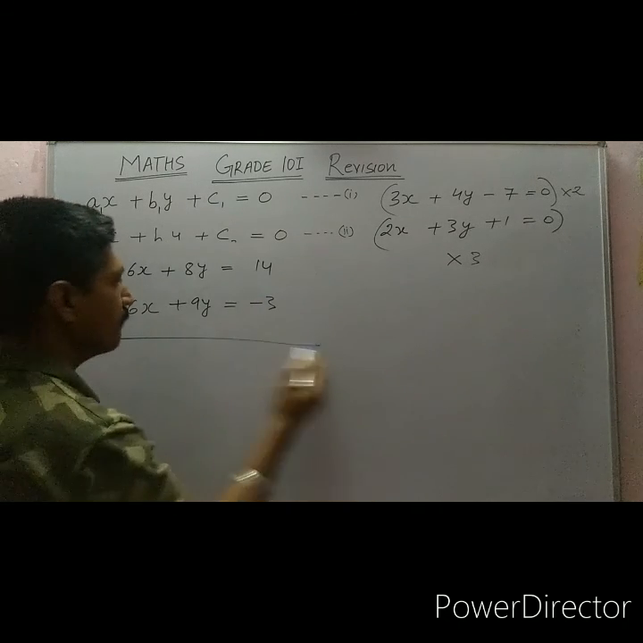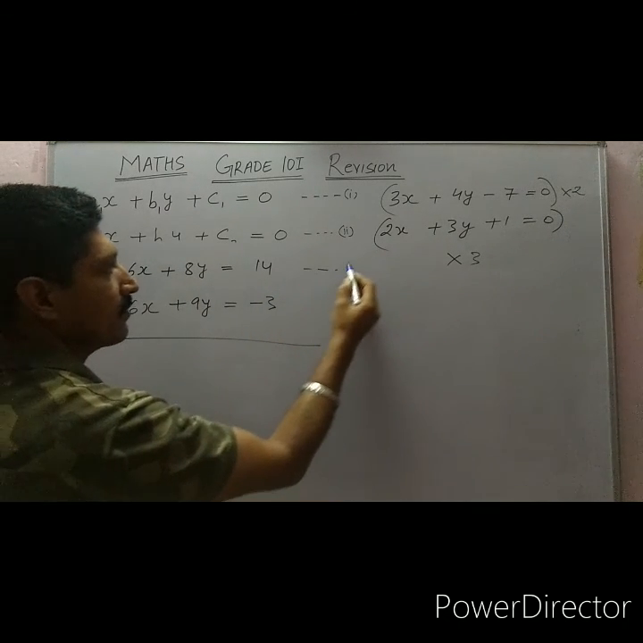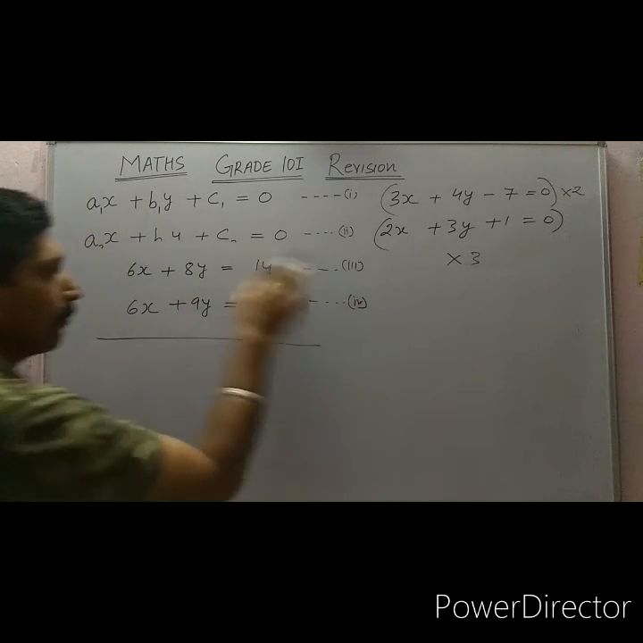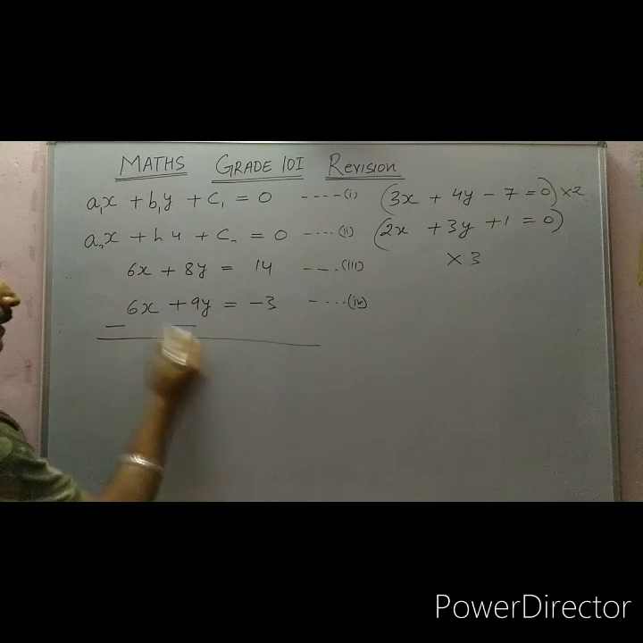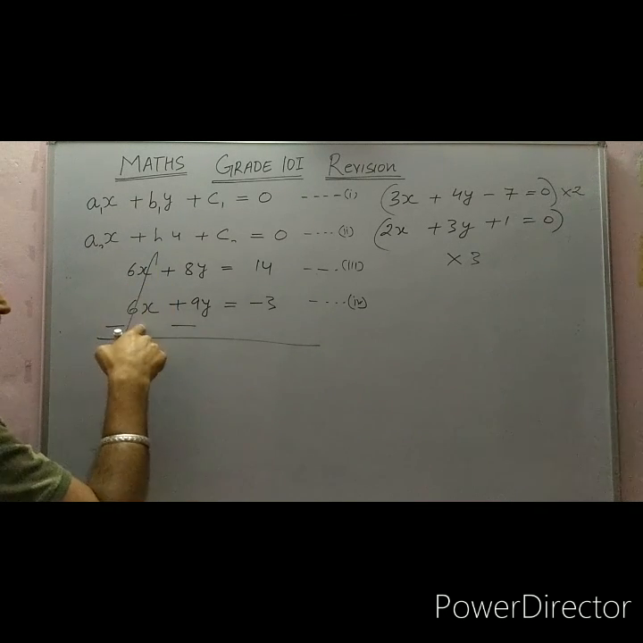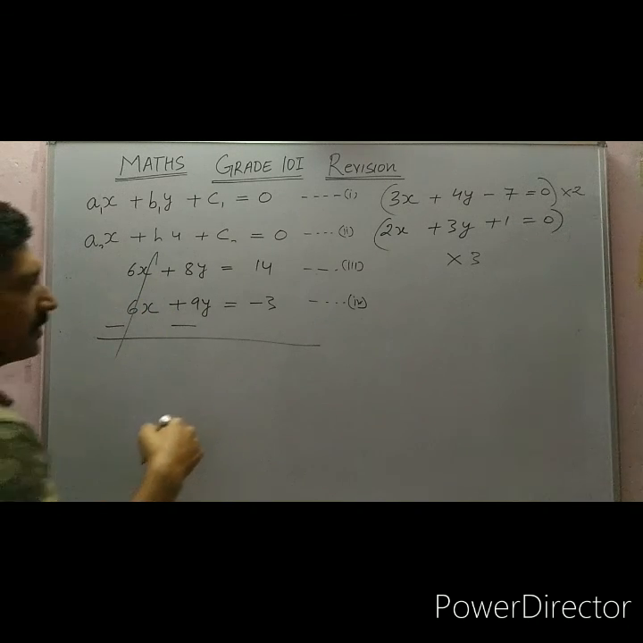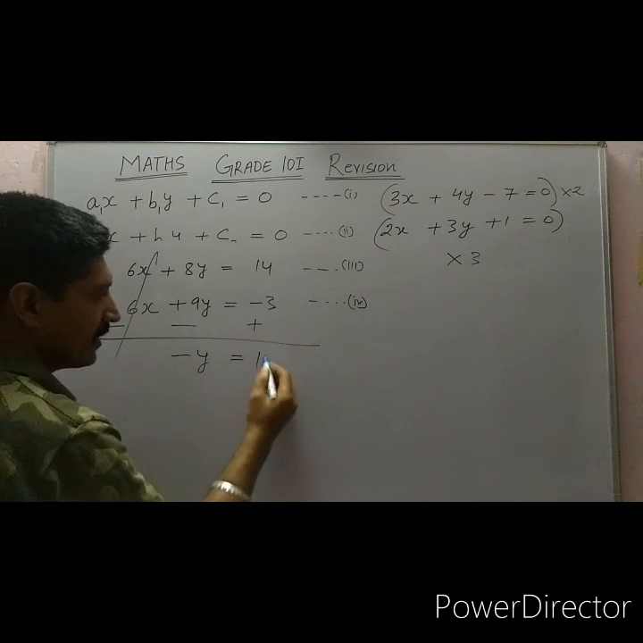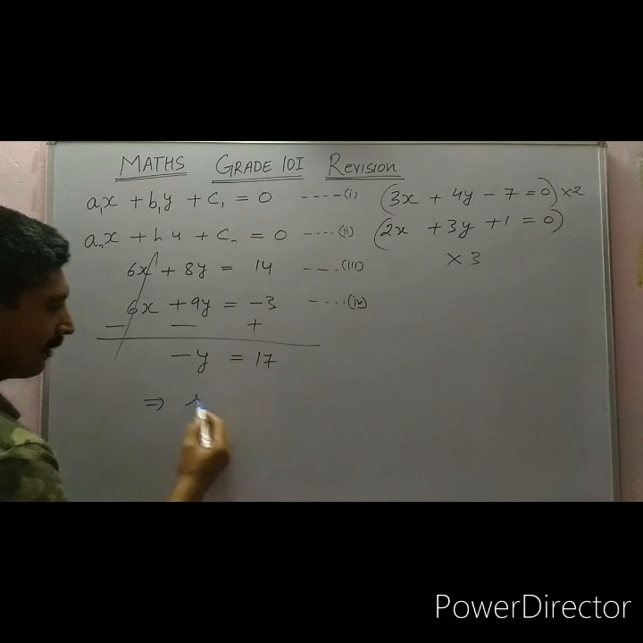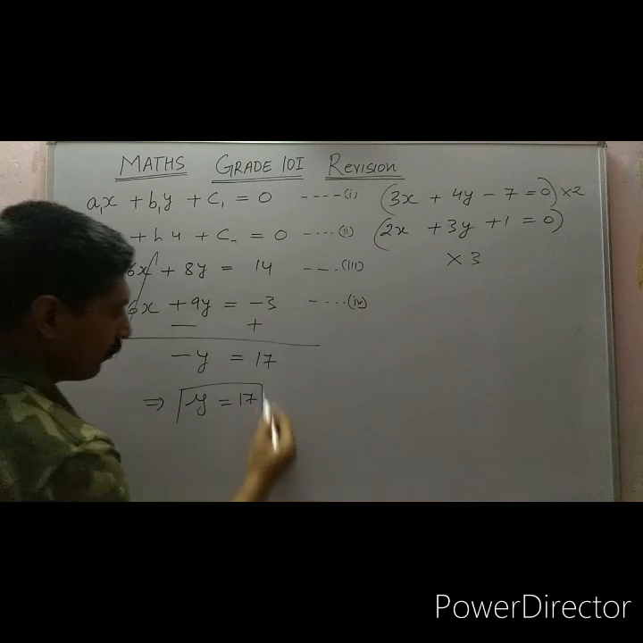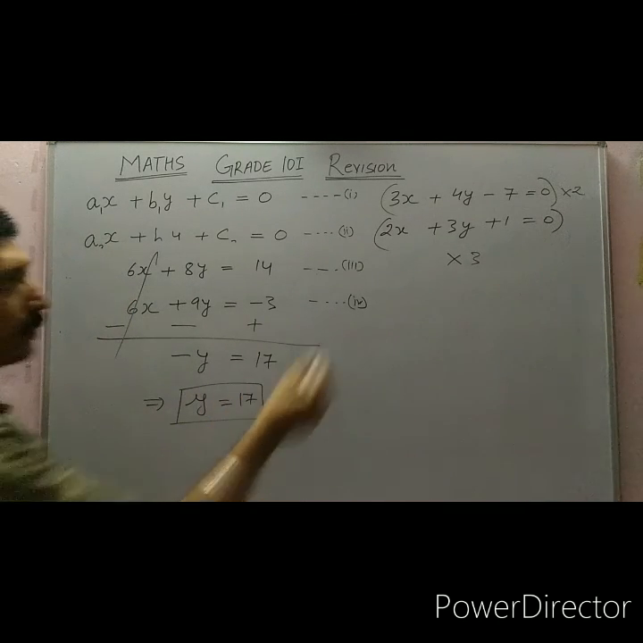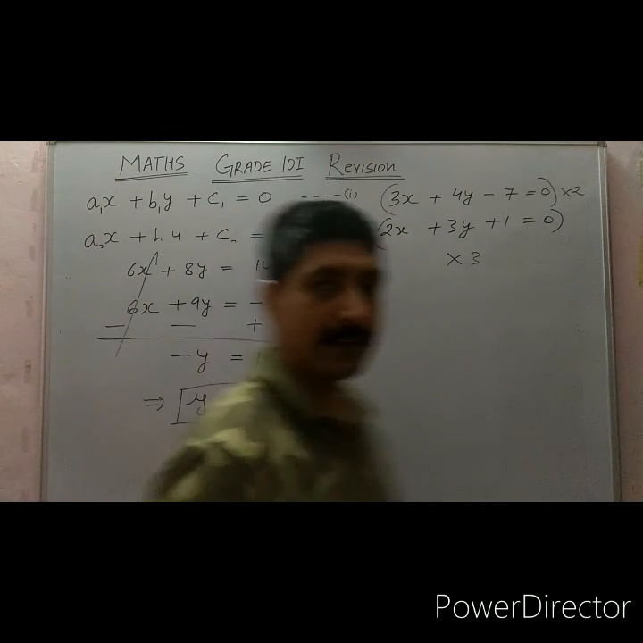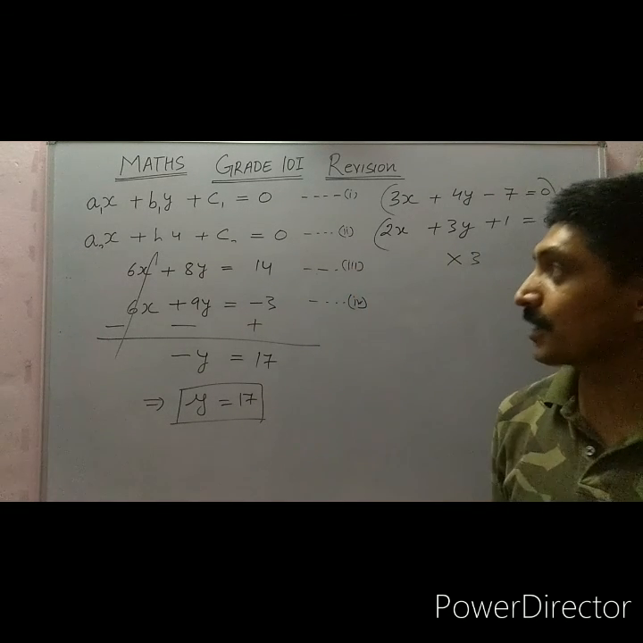Now this is equation number 3 and this is equation number 4. Subtract equation 4 from 3, and we have the elimination step. 6x and 6x get cancelled. So here we have minus y, minus becomes plus, so it is 17. This further implies that y is equal to 17. And to find the value of x, we can substitute the value of y in any of the equations. We can find the value of x also.